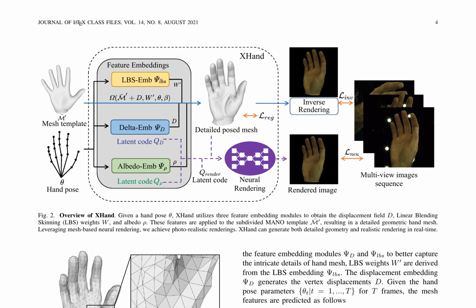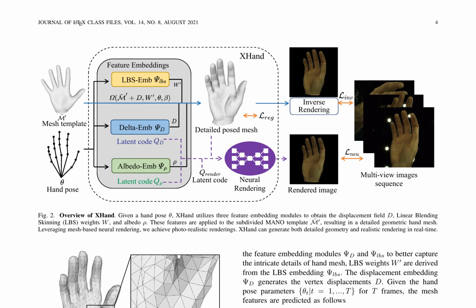The posed hand mesh is then refined using a personalized vertex displacement field, allowing for extra deformation for each vertex in the template mesh. The refined mesh is computed using linear blending skinning with the weights W, and the geometry refinement is enhanced through a uniform subdivision strategy on the MANO template mesh.